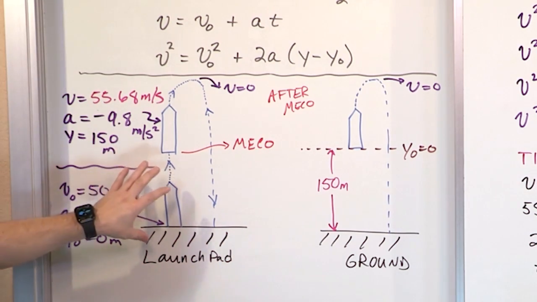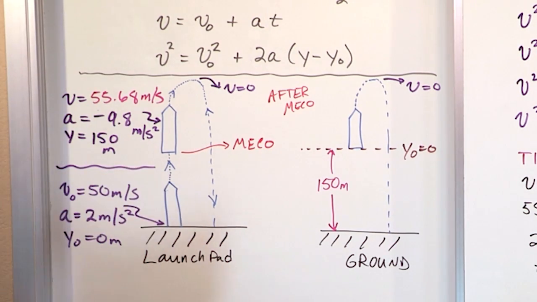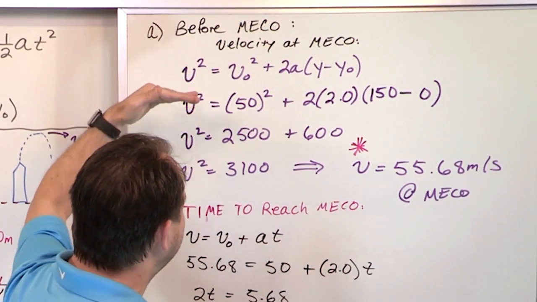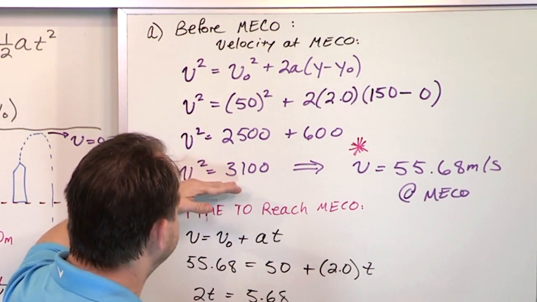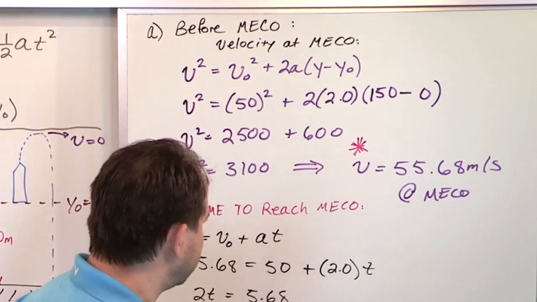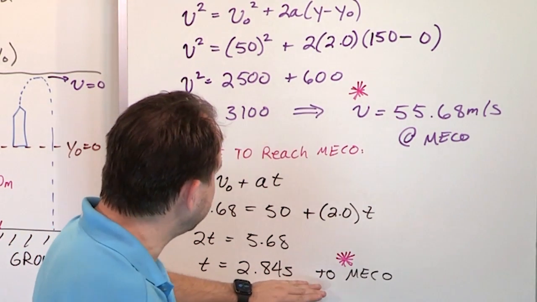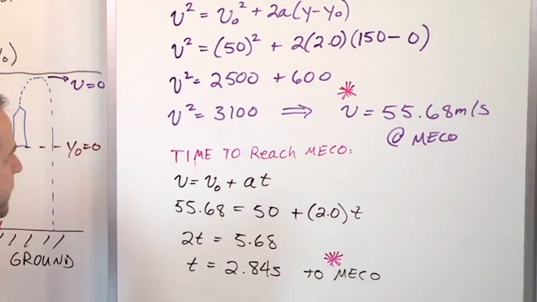So the first step is to figure out everything we know during the powered flight part. We figured out the velocity at Mako, right when the engine's cut off. We found that from this equation. We found out this was the final velocity there. And then the time required to lift off from that point, we used this equation to figure out how long it took to get to Mako.